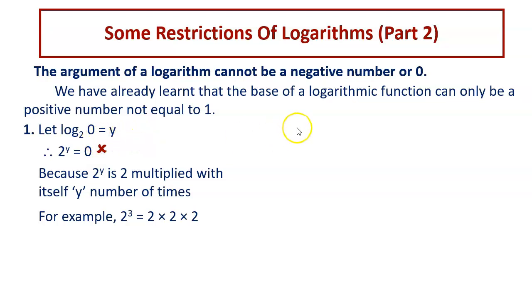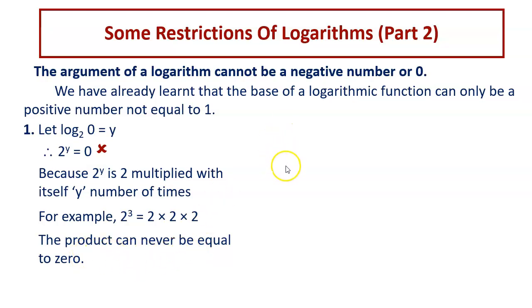Coming to the next part, that the argument cannot be a negative number. Over here I have taken let log of negative 3 to the base 5 equal to y. I have taken arbitrary numbers. Instead of 5 you can take 20, you can take any other positive number, and in place of negative 3 you can take any other negative number. You can take negative 1 over 3 as well.